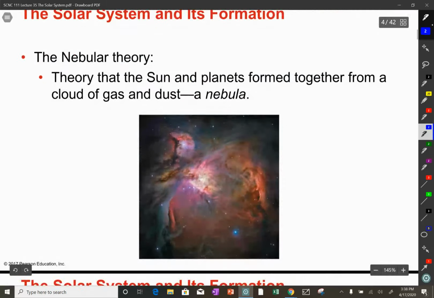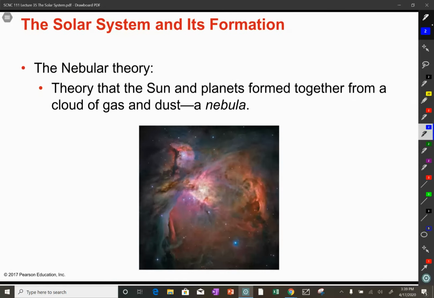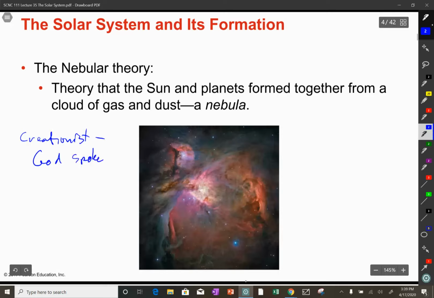So let's look at these. First, how did we get here? How did the solar system come to exist? Now, there are two common answers you're going to get. One common answer is the creationist answer: God spoke and it appeared. Or you have the science answer. Remember, the science answer rules out that God did anything, that everything had to occur naturally, and that's the solar nebula theory.